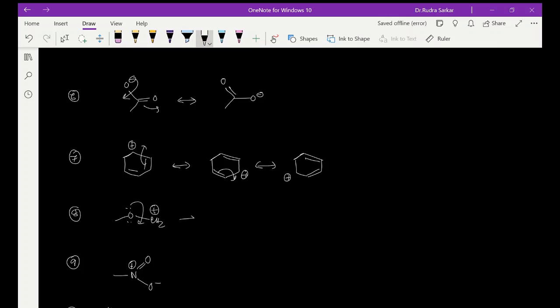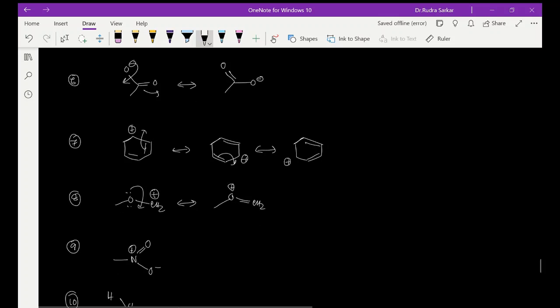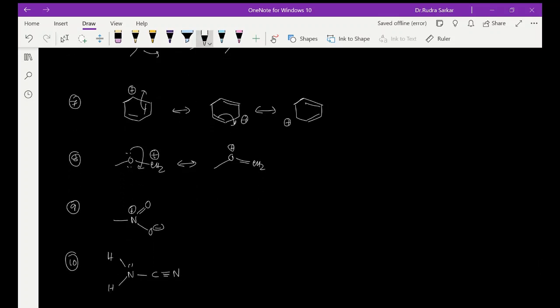Again, this has been covered before. Negative charge moves towards the pi bond, and hence the nitro group will be having the following resonating structures as shown.